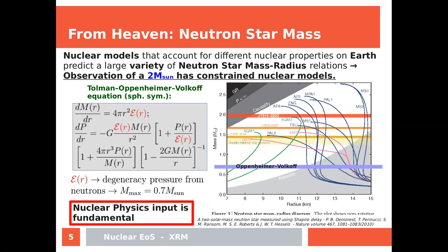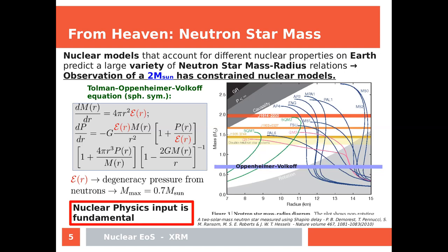So if you want, I will put it in the following way. Many of the nuclear models based on experiments on Earth indicate that the equation of state at larger densities should be softer than what we would expect if we look just at observations. So there is some kind of tension that we need to solve. And therefore, for example, seeking heavier masses would be a good option.